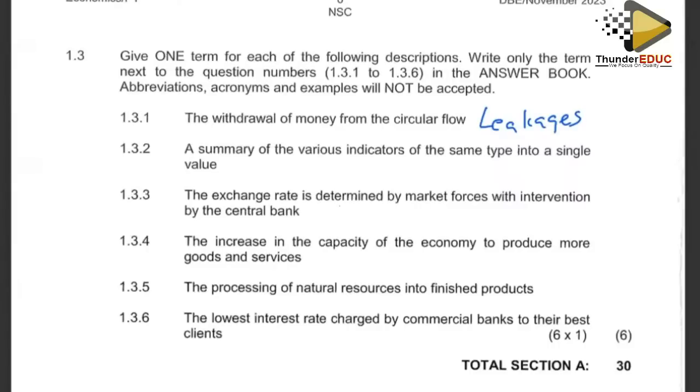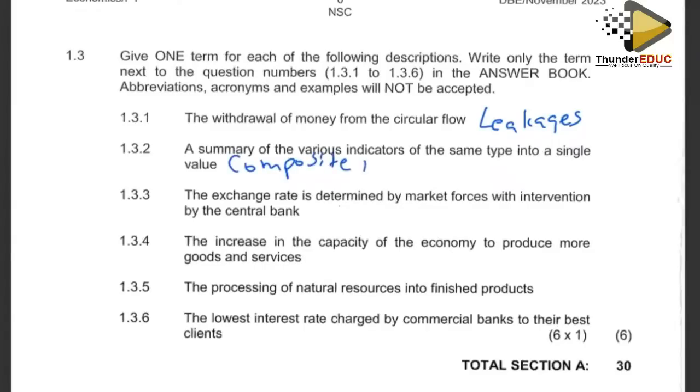And then we also have a coincident indicator, which is a sign that changes at the same time as the economy. And then we have the composite indicator. Yes, it is the indicator that the question is looking for, because the composite indicator combines all the indicators, namely lagging, leading, as well as coincident. So in this regard, our appropriate answer is going to be composite indicator.